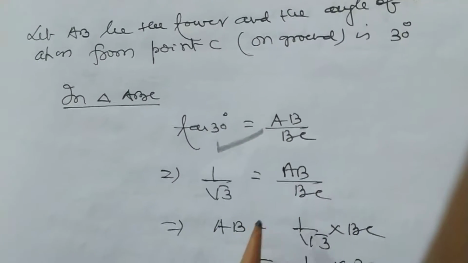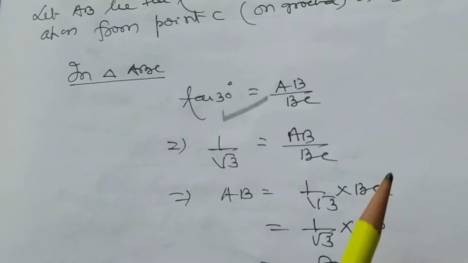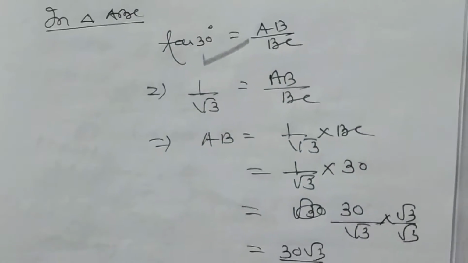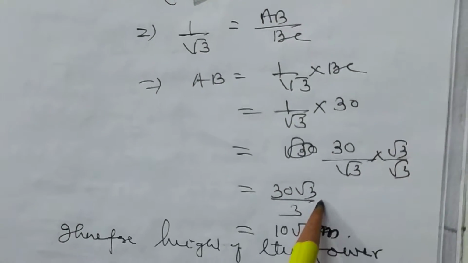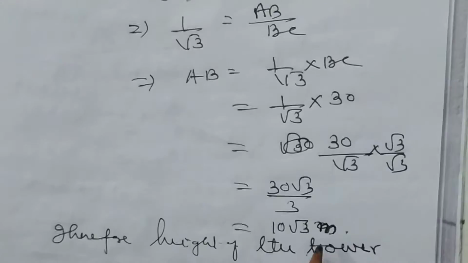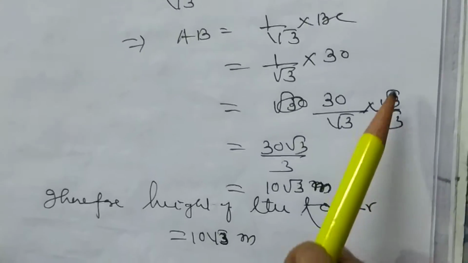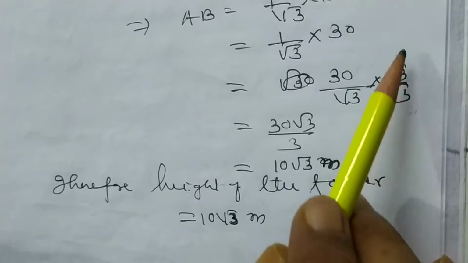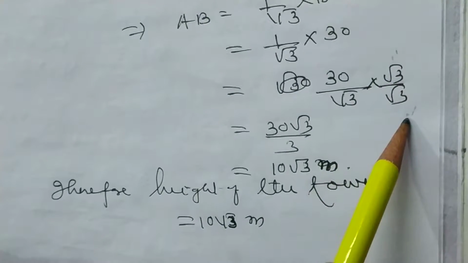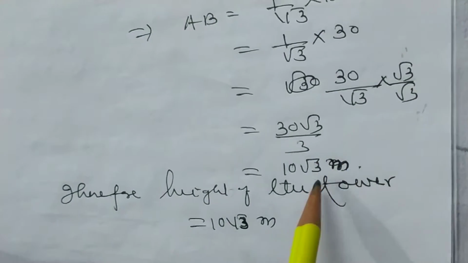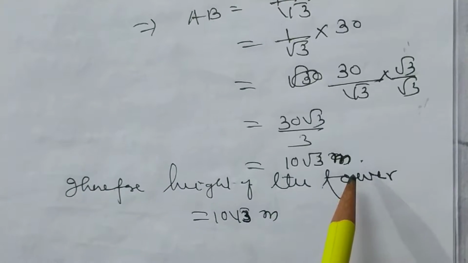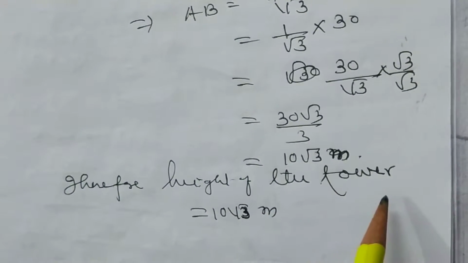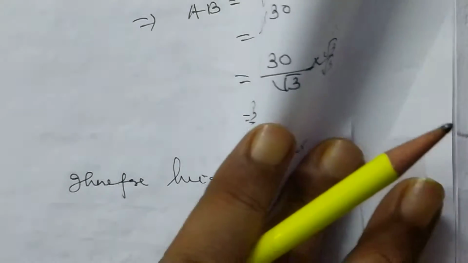AB is equal to BC into 1 by root 3. And after simplifying, we have 30 by root 3, that is 10 root 3 meter. Here we rationalize it by multiplying root 3 by root 3 in numerator and denominator, and we get the answer 10 root 3 meter. Therefore, the height of the tower is 10 into root 3 meter.